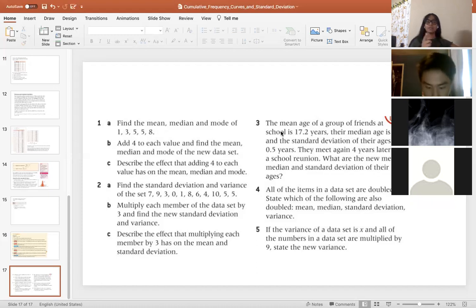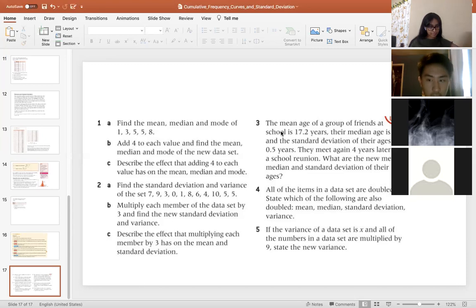Everything changes. Oh yeah, you're right. The standard deviation stays the same. Everything else changes. Okay, yeah. Like subtract, but when you multiply or divide, that's when the standard deviation is also multiplied or divided. Got it. Okay, got it.